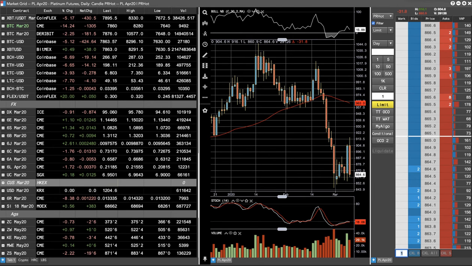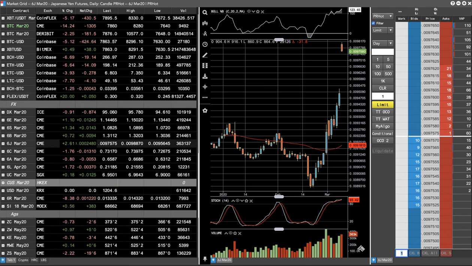Big winner here was yen. Yen futures are up 2.5%. That's a massive move, just an incredibly big move for an established currency to actually make a big move like that. And that really wraps up our financials for the day.